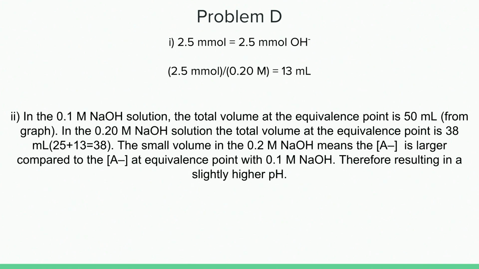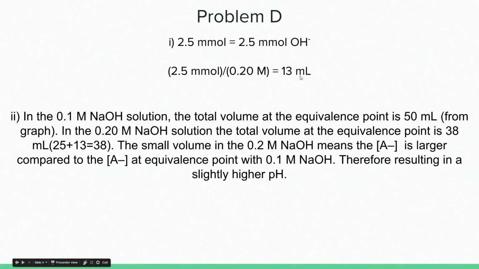And problem D asks us to find the volume of the base that must be added to reach the equivalence point. So I got 2.5 millimoles by multiplying the 25 milliliters and the 0.1 molarity to get millimoles. And the 2.5 millimoles of HA is equal to 2.5 millimoles of OH minus. And if you divide that 2.5 by the molarity of the NaOH solution, you will get 14 milliliters.